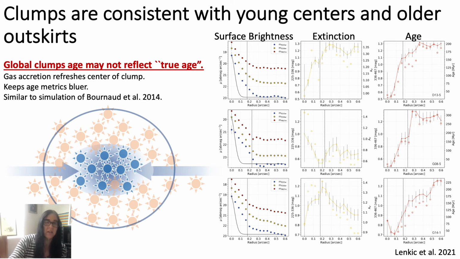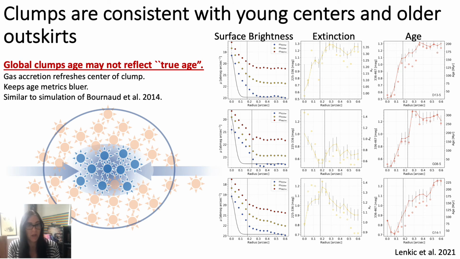And here you see a few different profiles. The surface brightness profile shows where the clump is becoming bright. The extinction profile does show gradients, but there's no general trend. There's no property that all the clumps share. But the right shows age. And what you see is that almost all clumps have a very young center and then an older outer part.